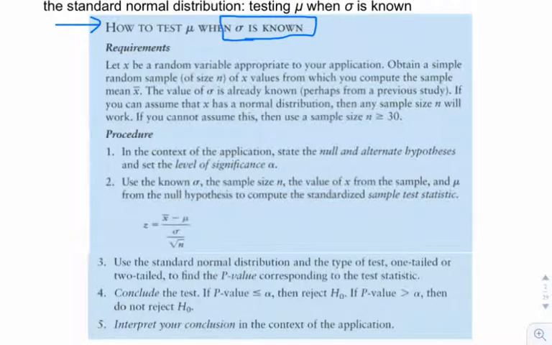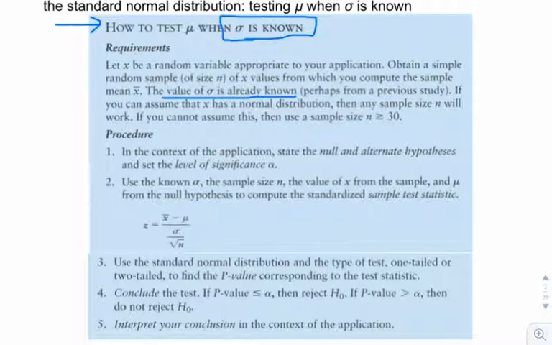So let's read the requirements and then the procedures. In the requirements, we're going to let x be a random variable, and we're going to take a simple random sample of size n, and we're going to use our sample mean x bar. So we are assuming that the value of sigma is already known.